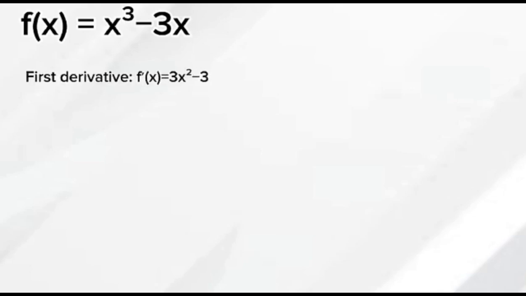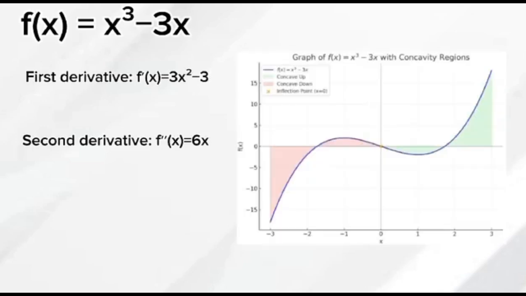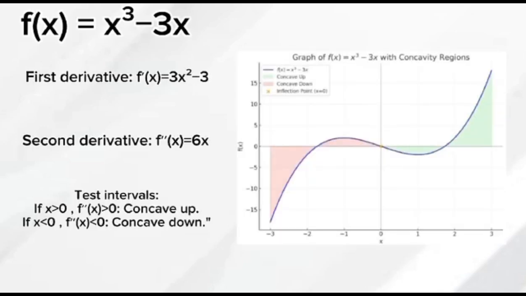So let's try an example: f of x is equal to x cubed minus 3x. The first derivative of x cubed minus 3x is 3x squared minus 3. And the second derivative of x cubed minus 3x is 6x. So let's test the intervals. If x is greater than 0, it is concave up. If x is less than 0, it is concave down.